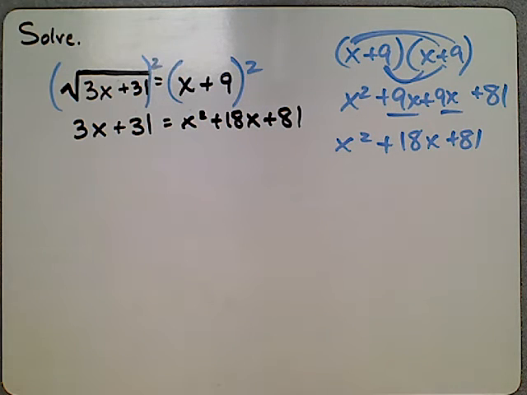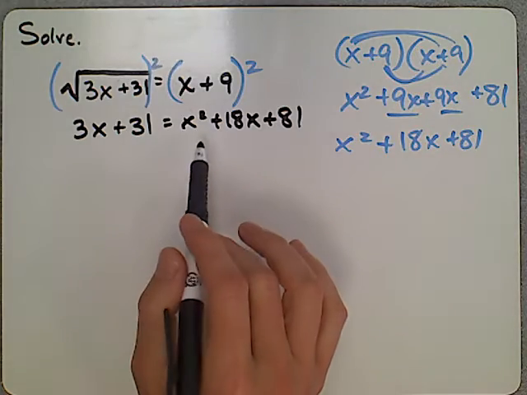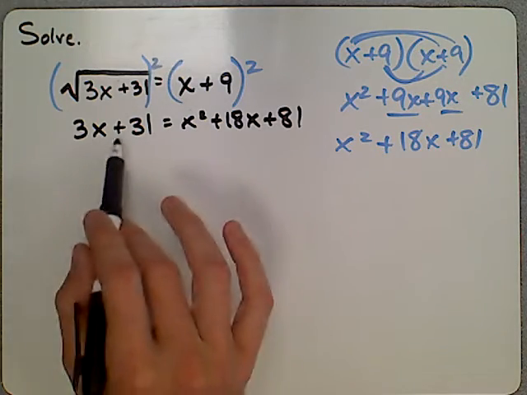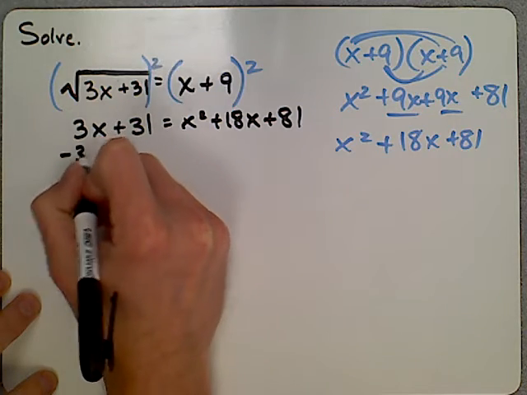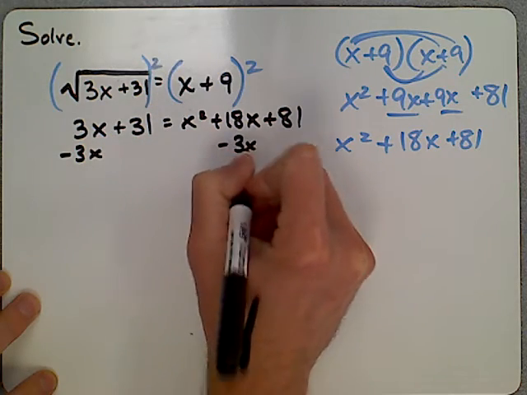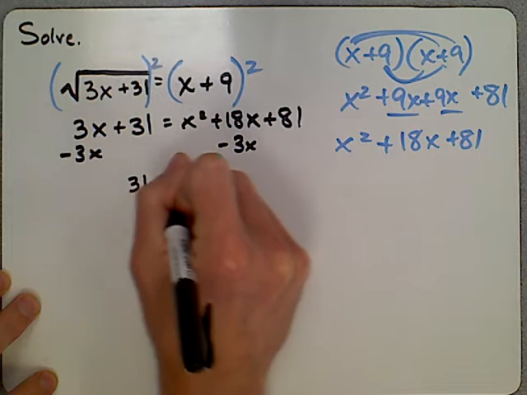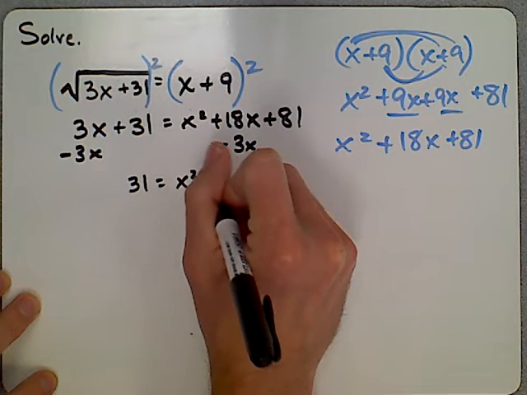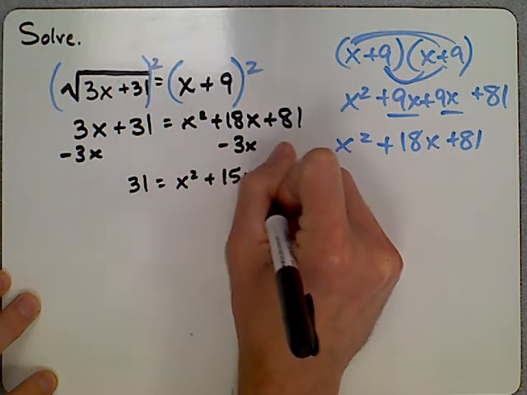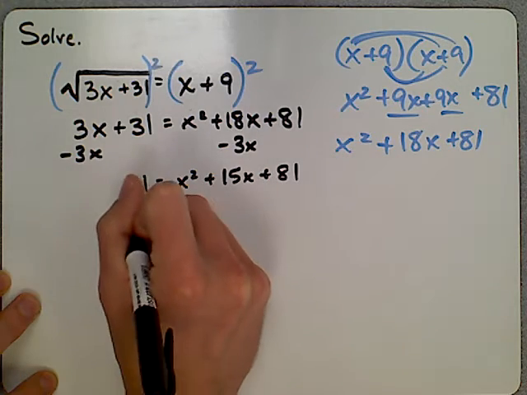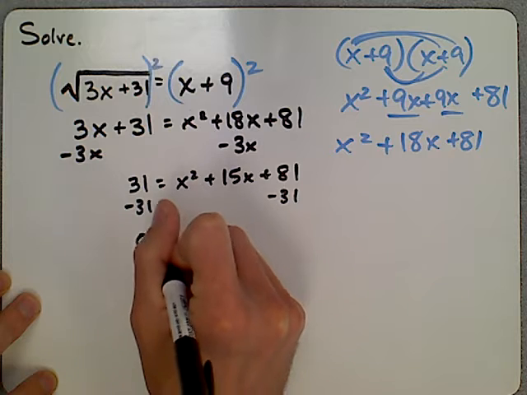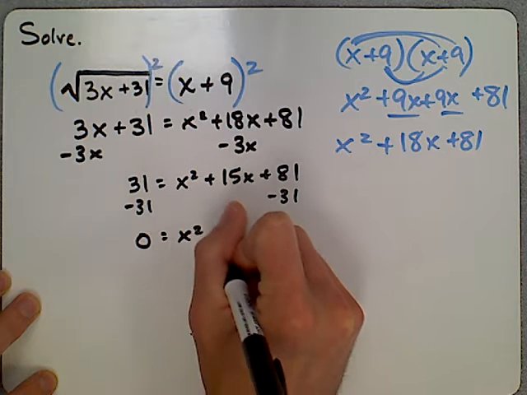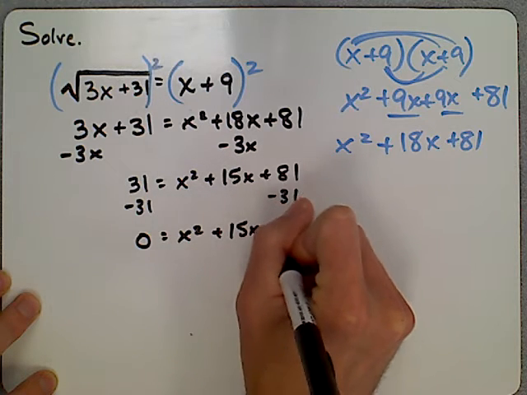All right, now we want to move terms around to isolate the 0 on the left side. We've already got an x squared term here, so it's going to be easier to move these terms this direction. Start off by subtracting 3x from both sides. Then you'll get 31 equals x squared plus 15x plus 81. Then you can subtract 31 from both sides, and you'll get 0 equals x squared plus 15x plus 50.